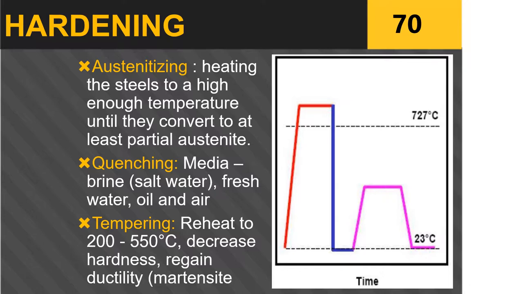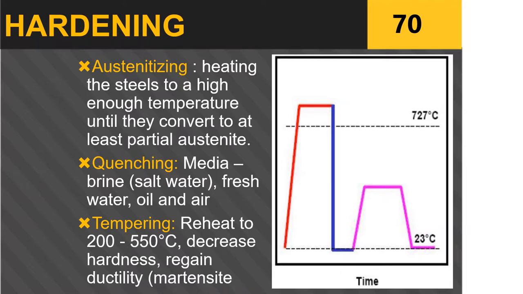Hardening. Hardening is something different. We have austenizing. It means we reach a temperature above the first critical temperature, high enough to ensure it is now austenite, and we quickly put the piece in water or oil or salt water to decrease the temperature fast and keep the austenite phase at room temperature. That's the quenching.